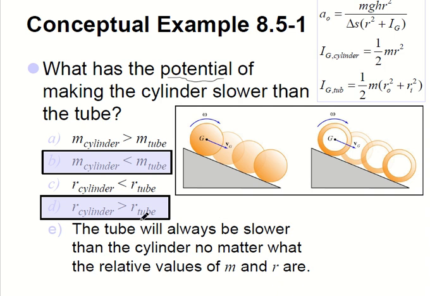So just be careful in the way this question is asking. It wasn't asking you to choose the correct statements. It's asking you the potential to make the cylinder slower. If you can reverse this, or if you can reverse that, then there is a potential that this cylinder could go slower than the tube. So it's a tricky question for you here.